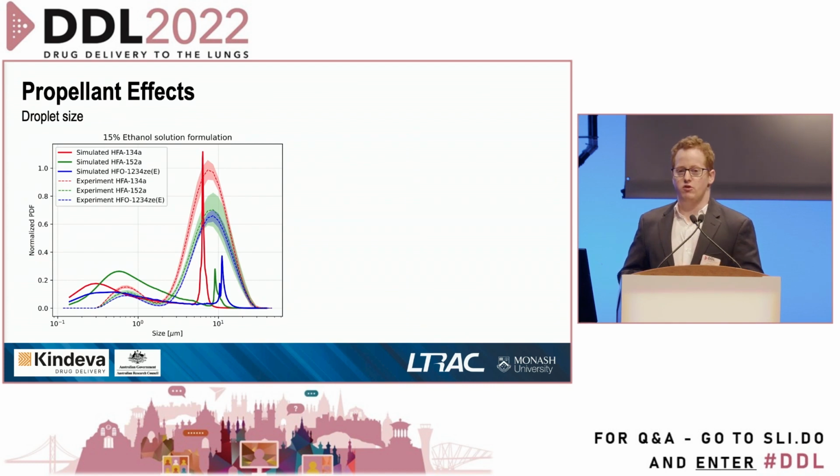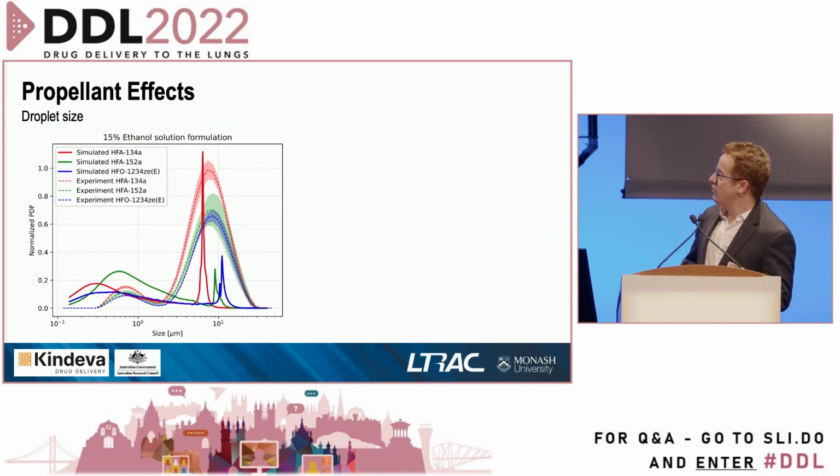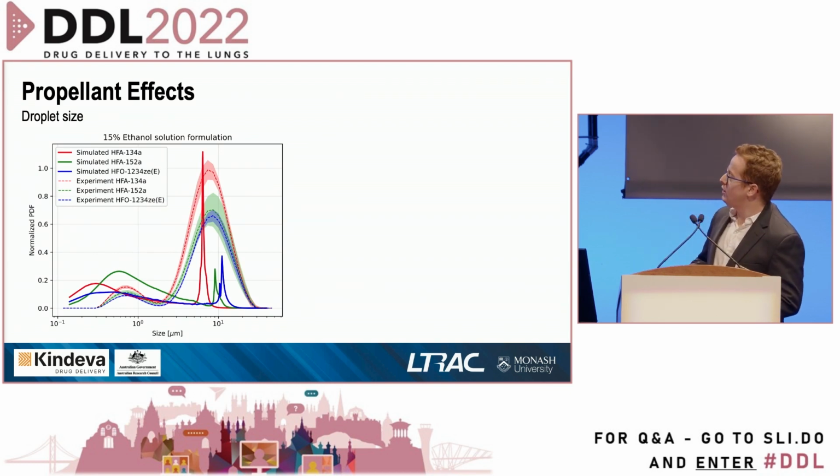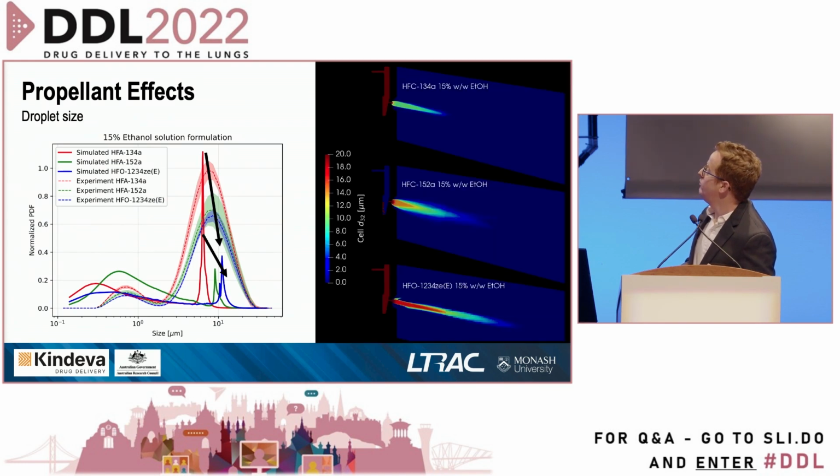We can also predict the droplet size distributions. The dashes there are a Malvern Spraytec measurement in the lab, and those spiky lines are the computer predictions. And we get slight increases in droplet size, and the computer model predicts those median values very well.